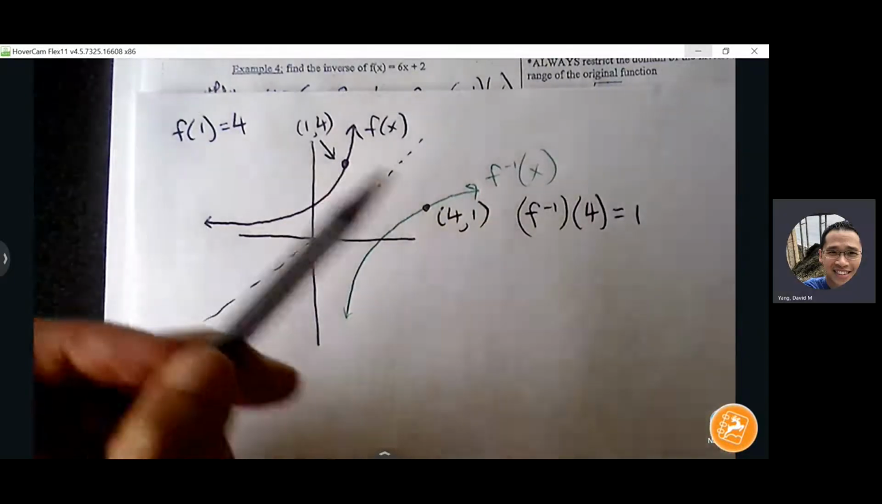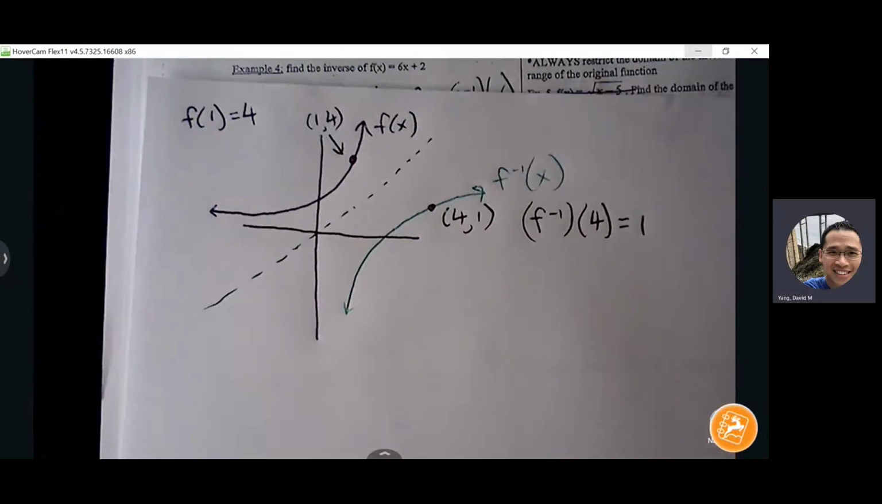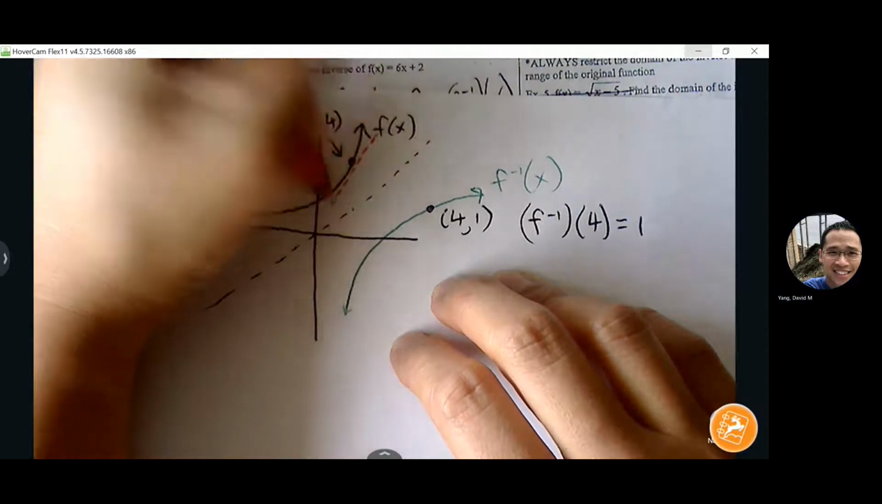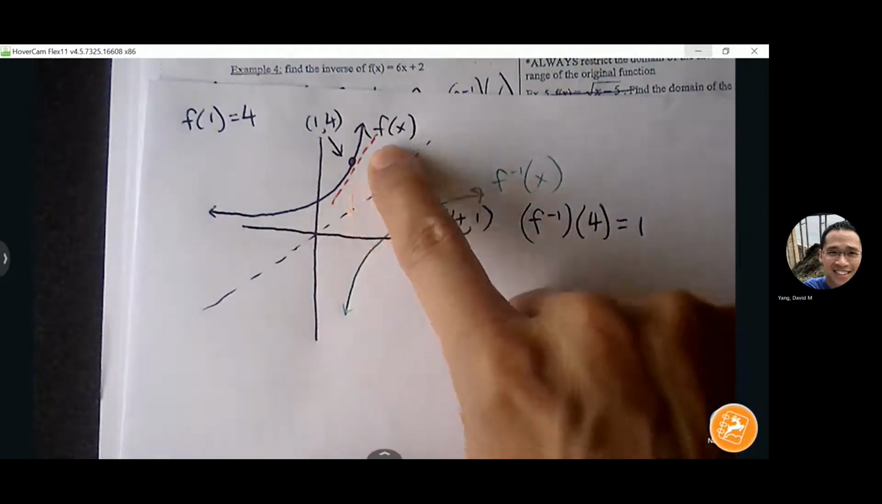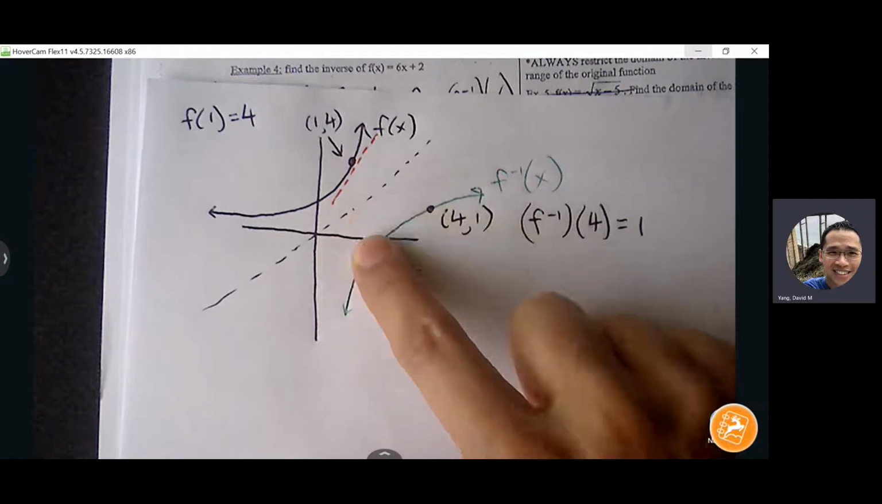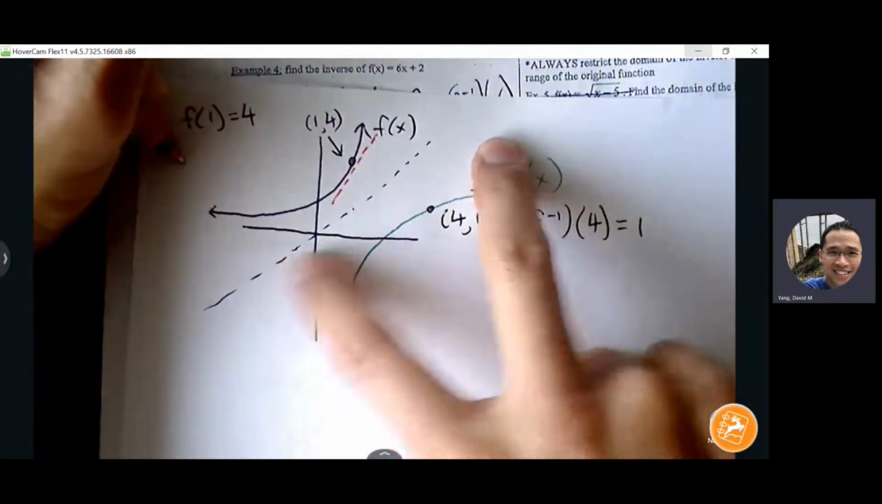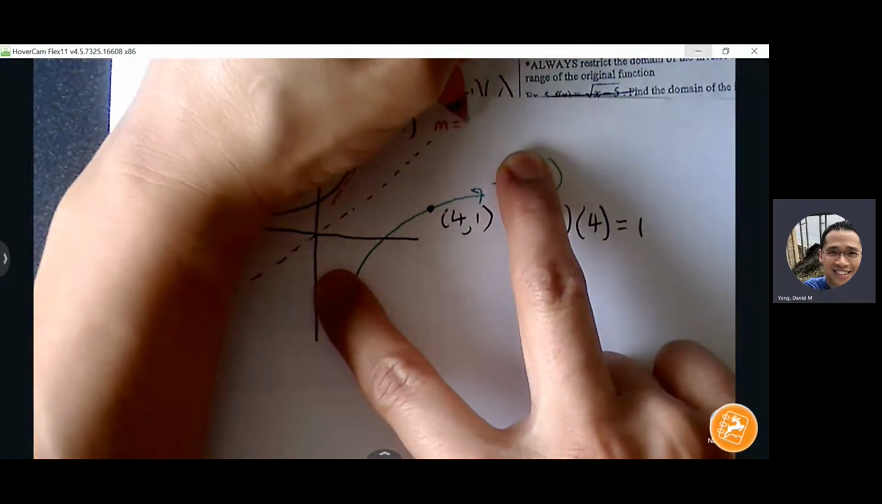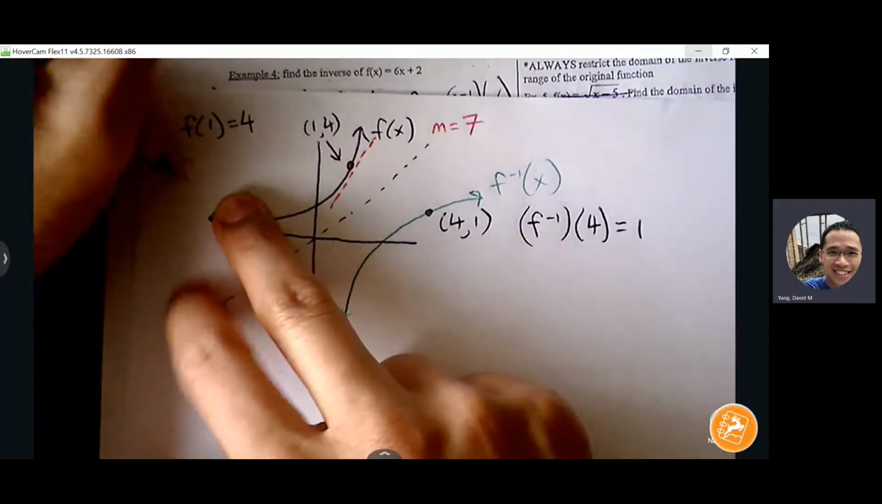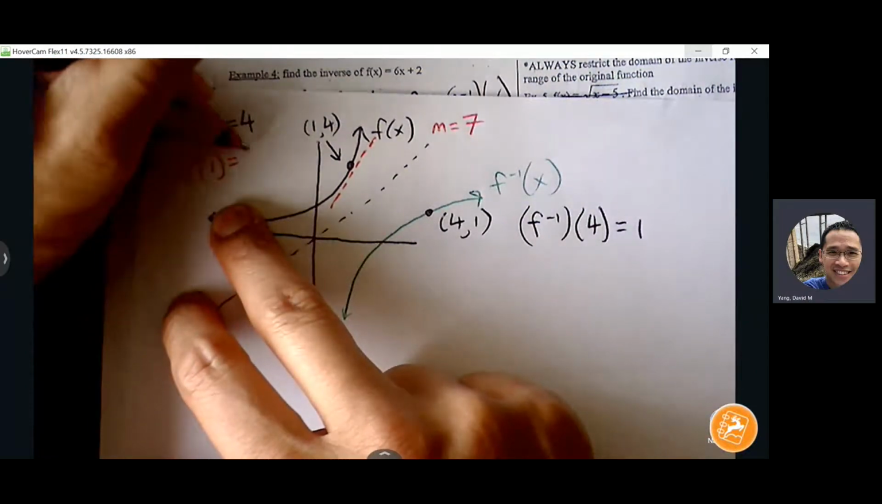Now, there's also a specific relationship in terms of their slope. Okay. And I think it's nice to see from a visual perspective. What does this slope look like over here? Positive and pretty steep, right? So let's just say f prime of 1, let's say the slope is 7. Okay. So f prime of 1 is equal to 7.